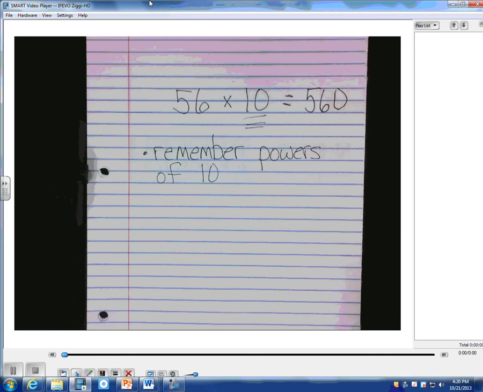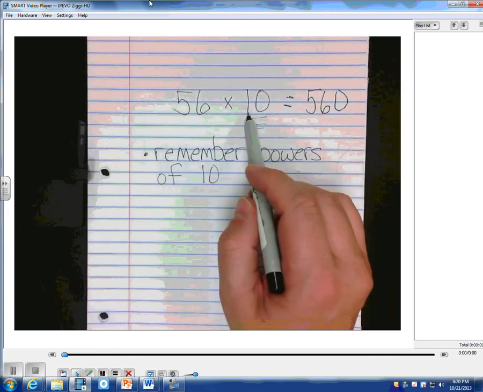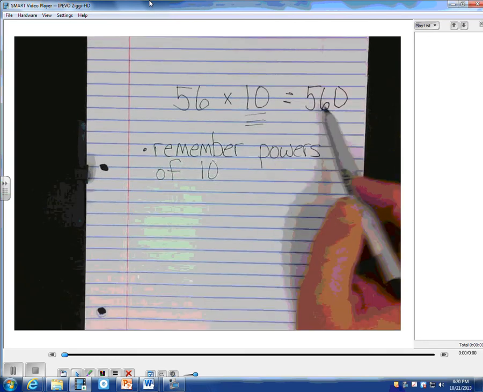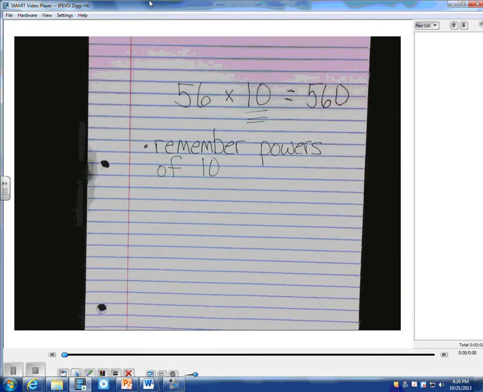We don't have to do it the long way. We can just say 56 times 1. That gives us the first part of the answer, and then we just count the number of zeros and add it on. So in this case, there's only 1, so the answer is 560.